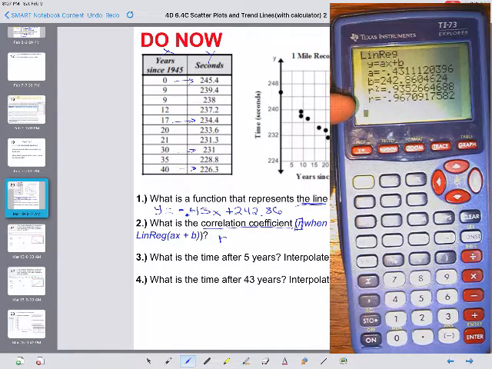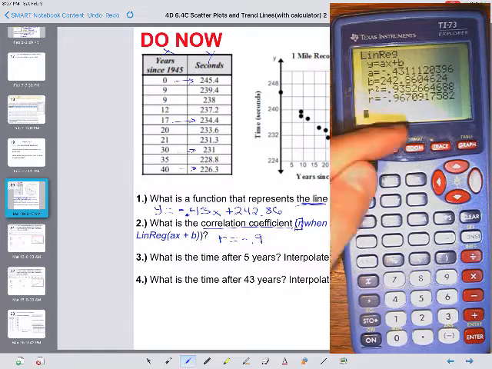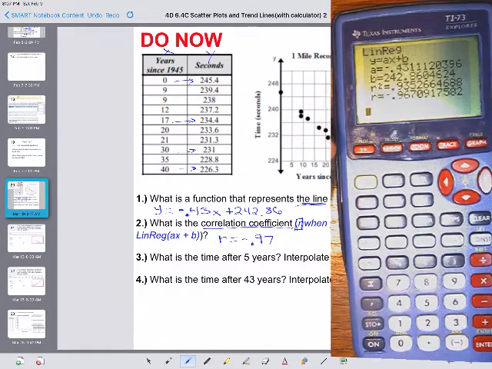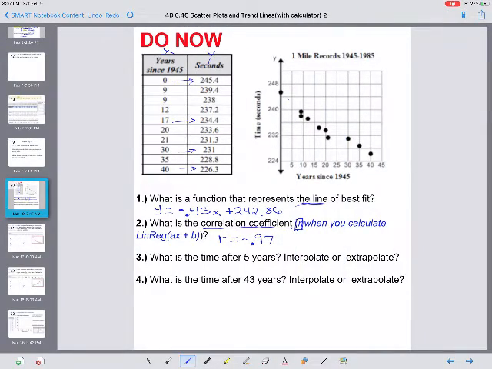The correlation coefficient for this data is R equals negative 0.97, rounding to the hundredths place. And that makes sense because we have a negative correlation here, and our trend line fits our data really well. All those points are really close to it. So we have an almost perfect relationship, but not quite.